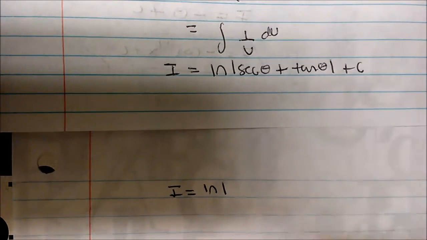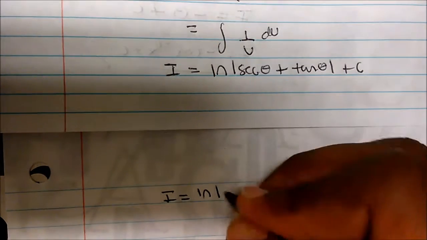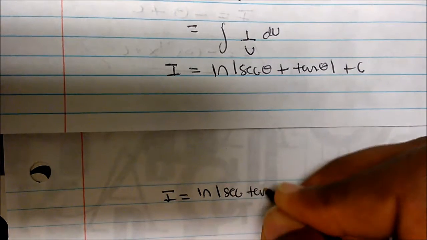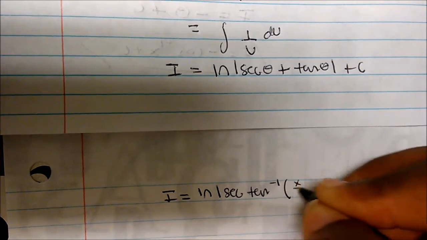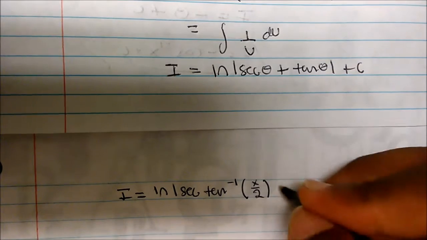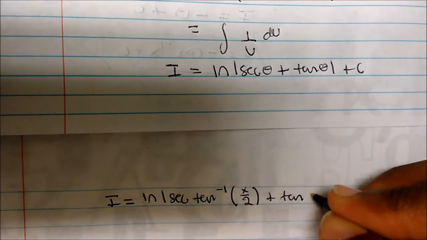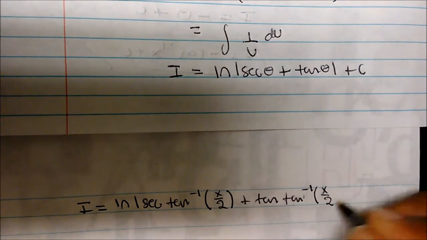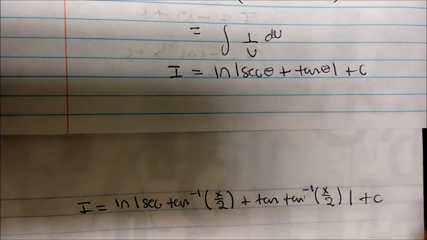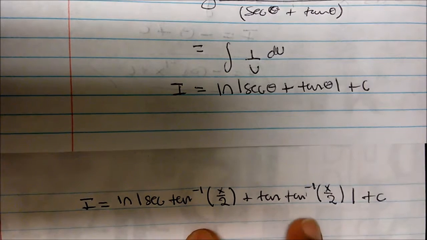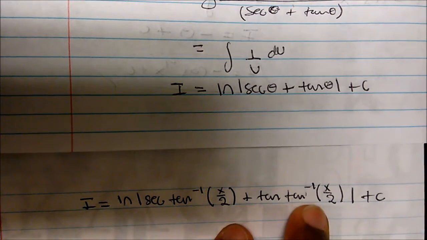Let me make sure you can see. So this becomes the natural log of secant theta. Well, what is theta? That is tangent inverse of x over 2. And we're going to add that to tangent of theta, and theta is again tangent inverse of x over 2, plus c. Now, this is not complete. This is where some teachers will actually let you stop.